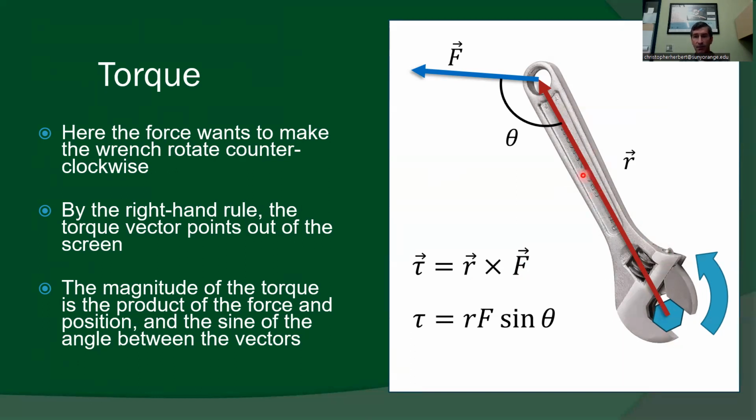So for this crescent wrench right here, it's actually an adjustable wrench. It's Craftsman, it's not Crescent. There's a brand called Crescent. This will create a counterclockwise rotation. This positive torque will actually loosen this bolt. If I want to tighten the bolt, I need a negative torque, or a torque in the clockwise direction.